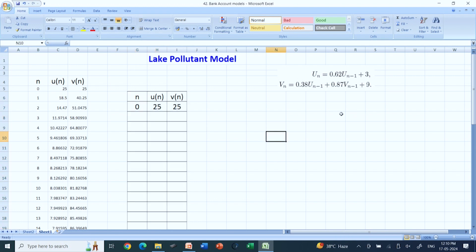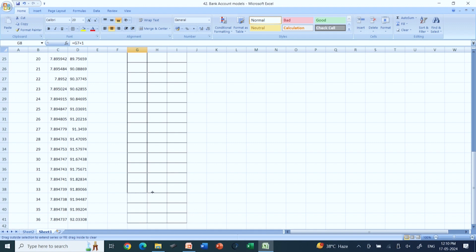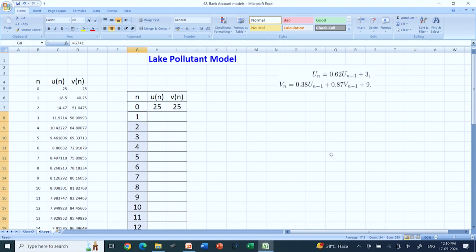So, after simplification, the equation is un equal to 0.62 un minus 1 plus 3 and Vn equal to 0.38 un minus 1 plus 0.87 Vn minus 1 plus 9. This we have already seen while simplifying and checking for the stability. So, the first one is increase n by 1, which is equal to this cell plus 1, and then I drag it to the next 35 values. So, this number of values is in your hand, you can choose them accordingly, and this value is equal to.